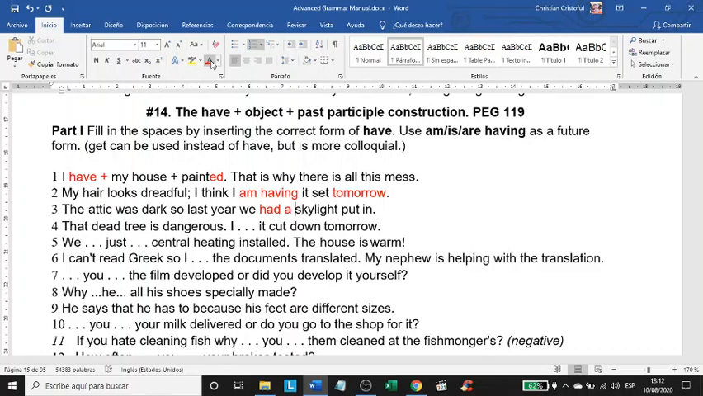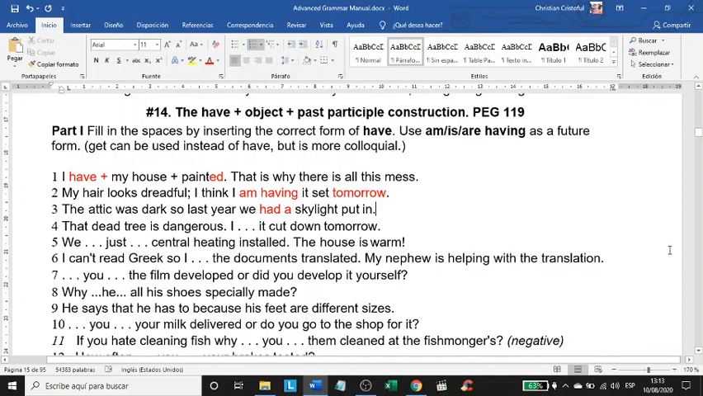Okay. Number three, the attic was dark. So last year, this is past. We had a skylight put in. We had plus object, a skylight, plus past participle, put in. Okay, so it's the same construction, the same formula. What does it mean? It means that this person hired some people to put a skylight in the attic. Now the attic is full of light. It's not dark anymore because it has a skylight like this, right?